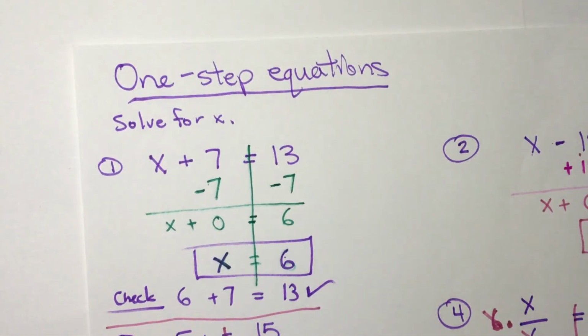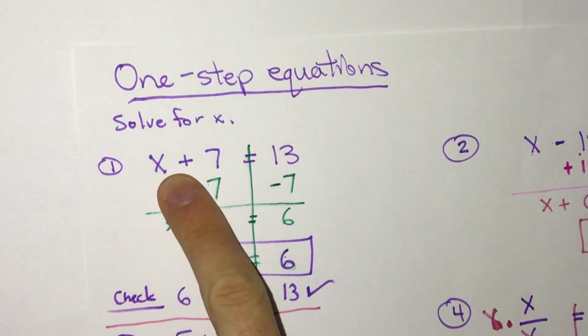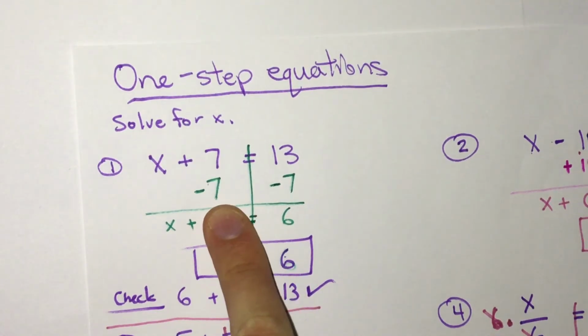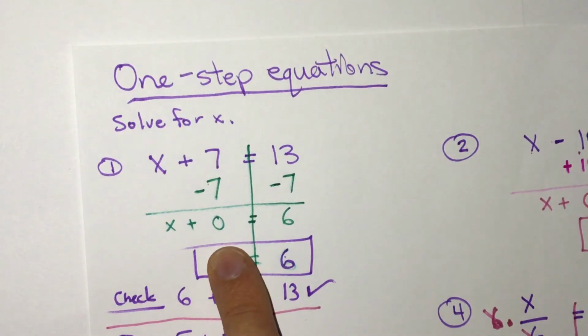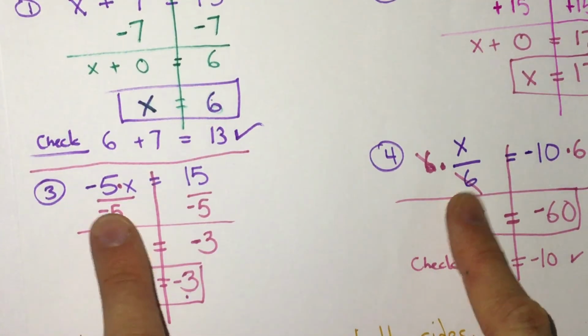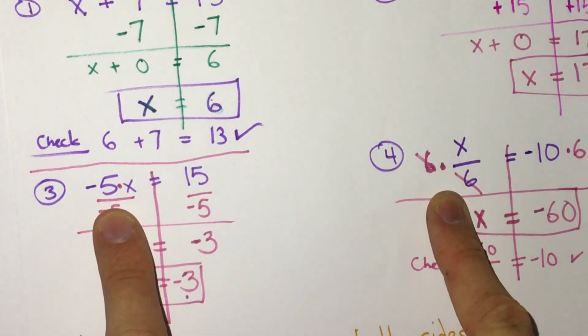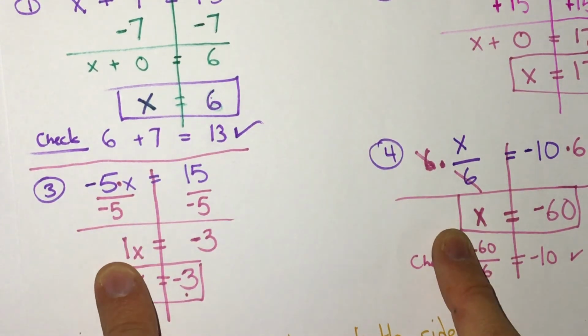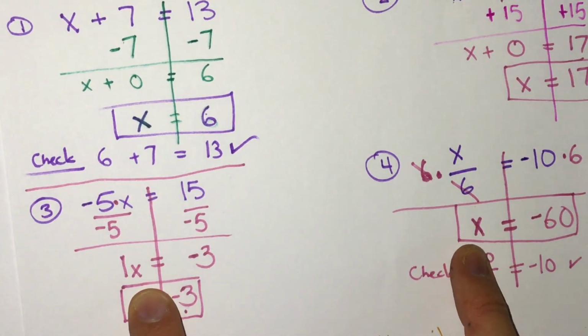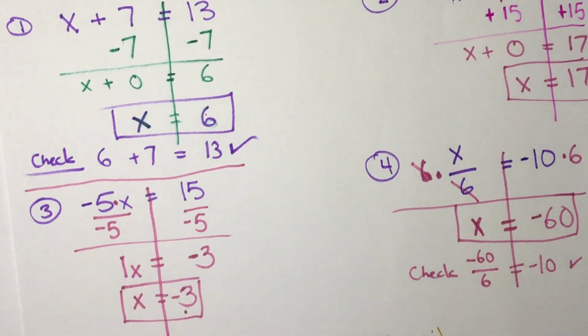So the key with solving for x in these one-step equations is to get x by itself by looking at whatever's with x, doing the opposite operation to make it 0 if it's adding or subtracting, and doing it on both sides to get x by itself. Or if multiplying or dividing, do the opposite operation so that the number with x becomes 1, and x is by itself, and then we get our answer.